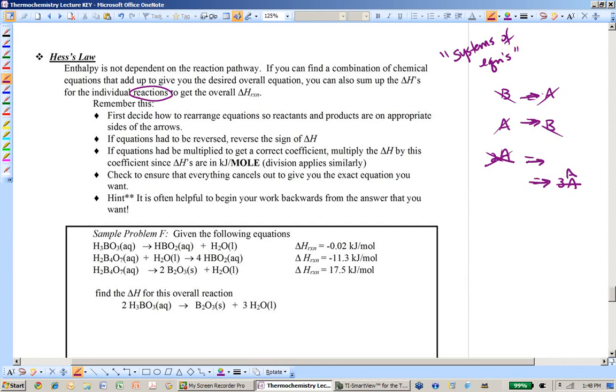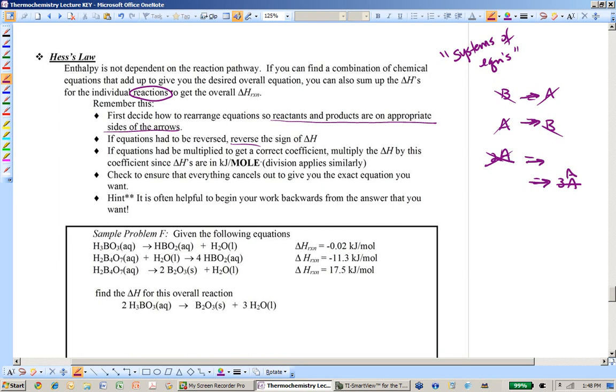First, you're going to have to decide how you're going to rearrange the equations so that your reactants and products are on the appropriate sides of the arrows. In other words, if I am given an equation with water on the left and I need water on the right, I've got to flip the equation. When I flip the equation, I will change the sign of the reaction. So if it was a negative value at first, it's going to become a positive if I flip it, and vice versa.